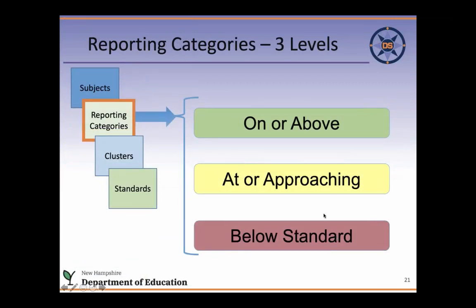Next level down, reporting categories. This time there are only 3 levels. So we don't have 1, 2, 3, and 4 now. We only have 1, 2, and 3. And those 3 categories are on or above, at or approaching, and below. And I usually at this point get a question about what's the difference between on and at. And I have to tell you, I don't know. On or above is higher than at or approaching. Sorry, that's all I can tell you.